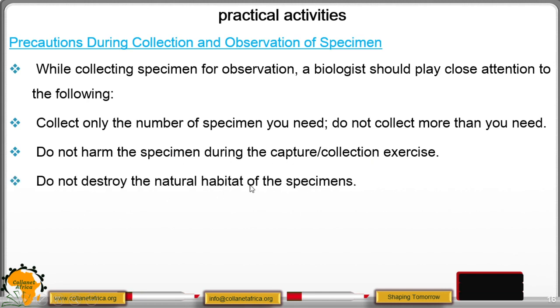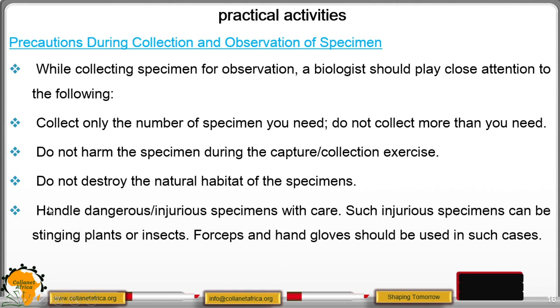Do not destroy their natural habitat, that is the home of the specimen. So do not destroy their home. And after collecting them, you need to return them to their habitat if possible. Lastly, handle dangerous or injurious specimen with care. Such injurious specimen can be stinging plants or insects. So you will require the use of an apparatus called forceps and even hand gloves in such cases.